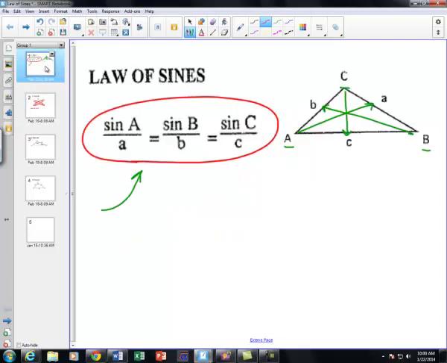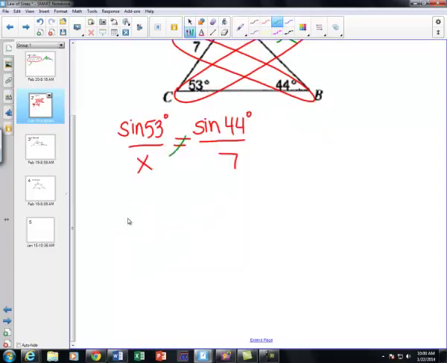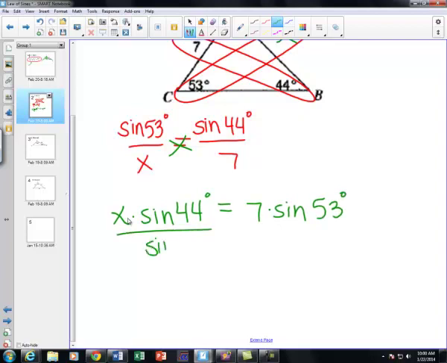If you remember the formula, we're going to do sine of the angle divided by its opposite side. So we're going to do sine of 53 degrees divided by x, and then equals sine of 44 degrees divided by 7. And you have a proportion. You know how to solve those. You just cross multiply. So x times the sine of 44 degrees equals 7 times the sine of 53 degrees. And then to get x alone, you would have to divide by the sine of 44 degrees.